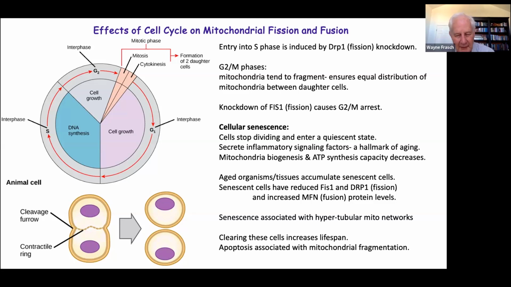And so they have reduced fission proteins and increased fusion protein levels. Senescence ends up associated with these hypertubular mitochondrial networks, and you've got to clear these cells in order to keep your life going. And so one of the ways to do this is by apoptosis.